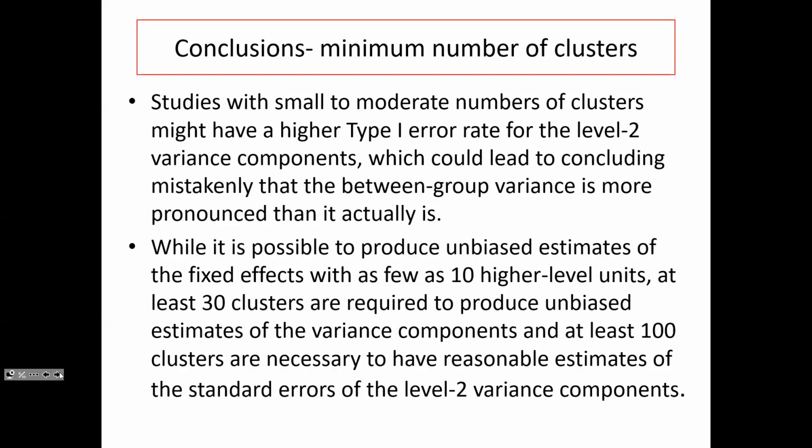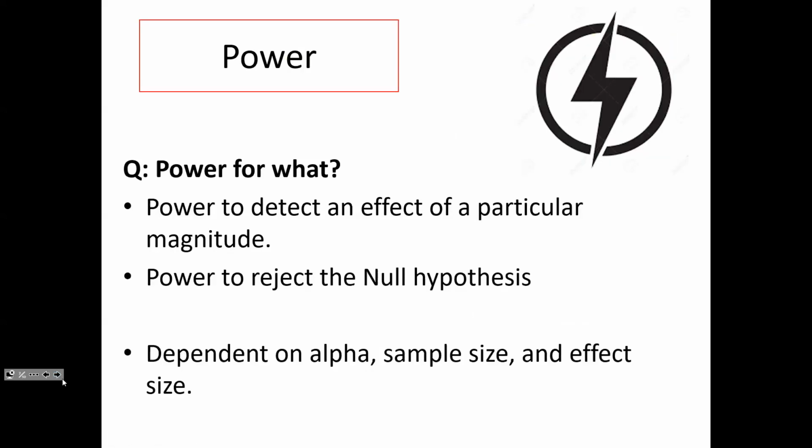Basically, studies with small to moderate numbers of clusters might have a higher type 1 error rate for those level 2 variance components, which would lead you to think there's more between-group variance than there really is. And I've already said the second bullet: 10 gets you on the board, 30 puts you in much better shape in terms of getting reasonably unbiased estimates, and if you care about those standard errors, you need a boatload of clusters.